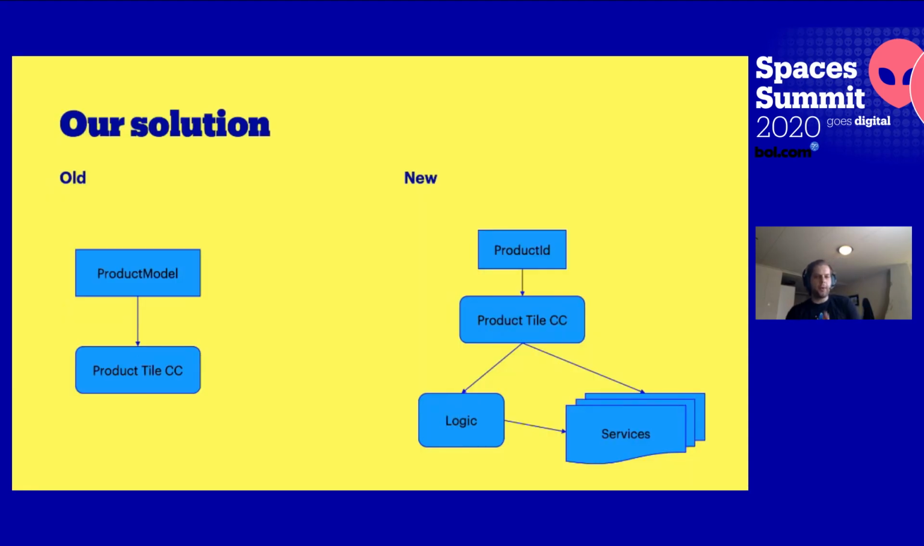So the new situation that we have, or at least the old situation that we used to have, is that we had a product tile CC, for example, a component creator that created a product tile, and this had a product model as an input. And instead of that, what we now have is a product tile CC, which takes a product ID as its input, and then from this product ID, it goes to the service itself, and then depending on the response from the service, it also does the logic itself to extract values from that model.